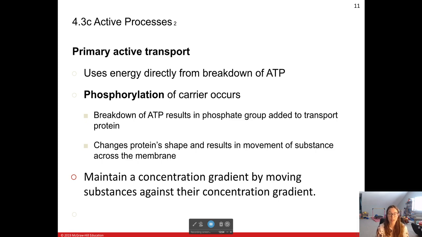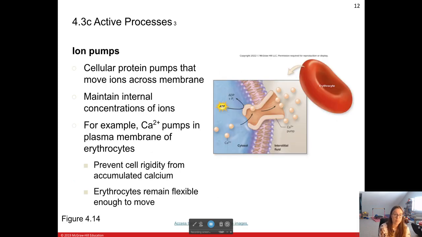These are really important because they help maintain concentration gradients by moving substances against their concentration gradient. The most common type of primary active transport is the ion pump, and this is what we're going to be talking about a lot in the next couple of chapters, which is why I'm focusing on it here. Ion pumps are cellular protein pumps that move ions across the membrane. They maintain internal concentrations of ions. This is how the cell can decide what to keep inside and what to pump out.